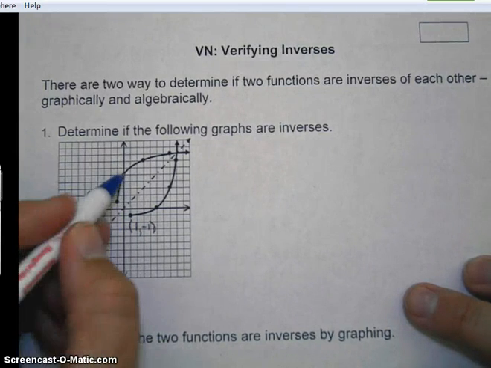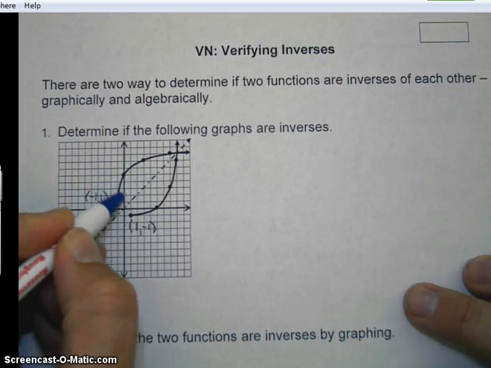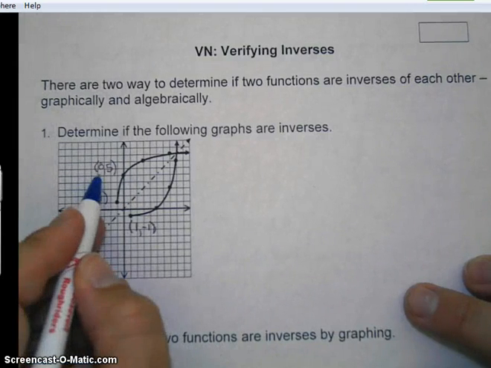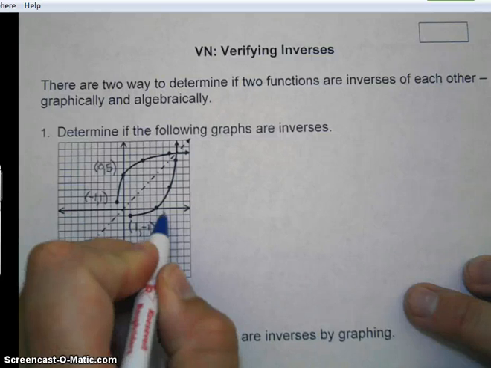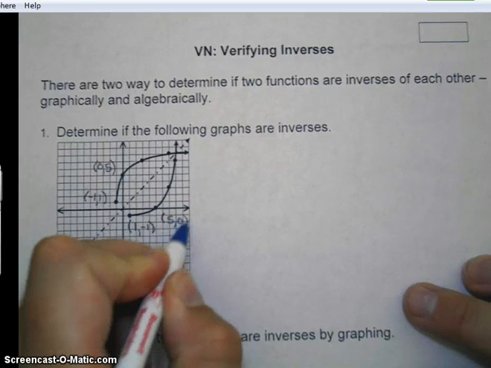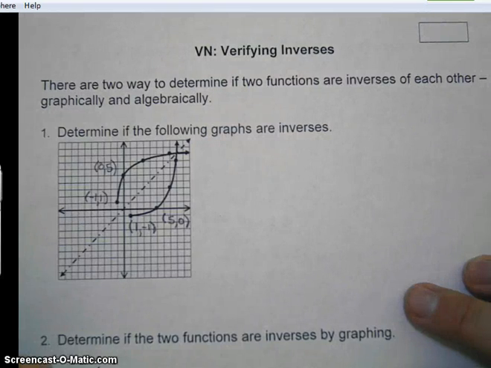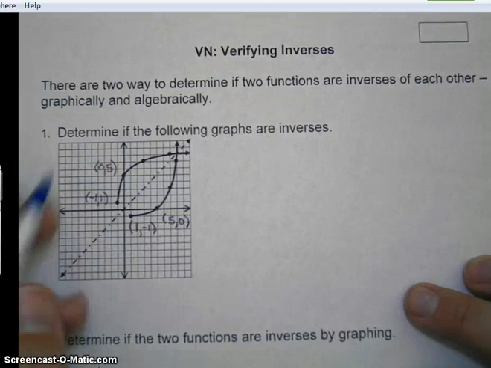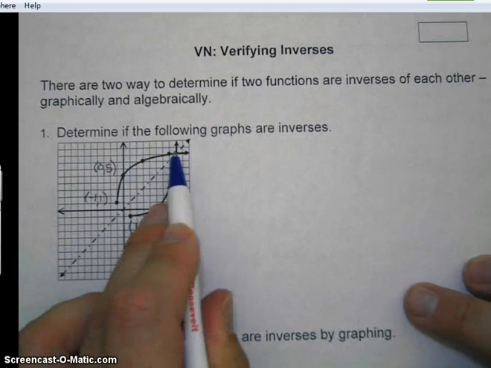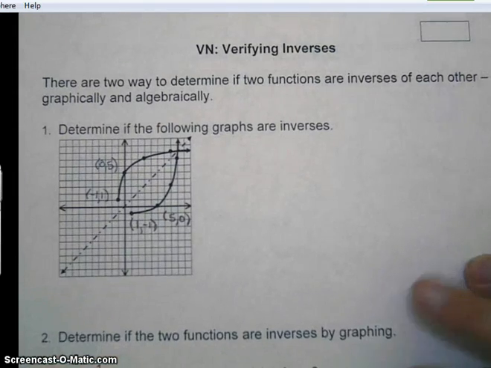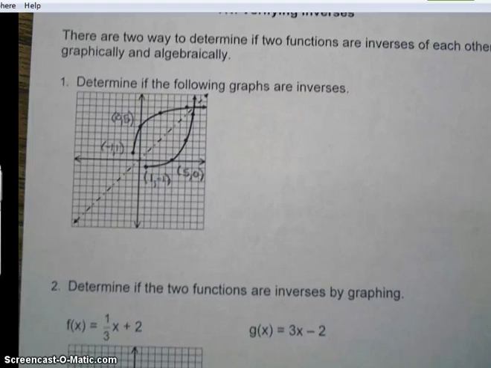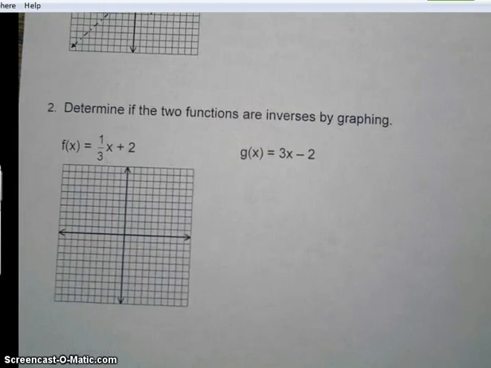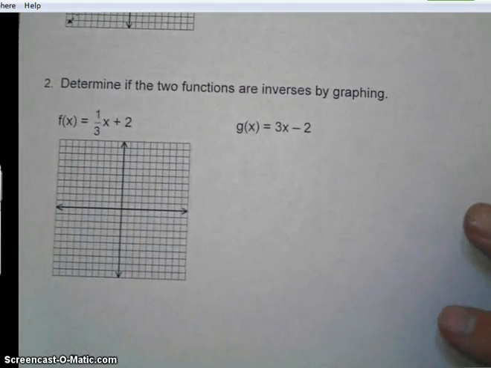Okay, let's check another one. This point here is 0, 5. The inverse point would be 5, 0, which would be this point here. And we could continue this. You kind of get the idea, right? You would want to check all of the points to make sure they're inverses. That's how you could verify if two functions are inverses of each other, or any graph for that matter. They don't have to be functions.